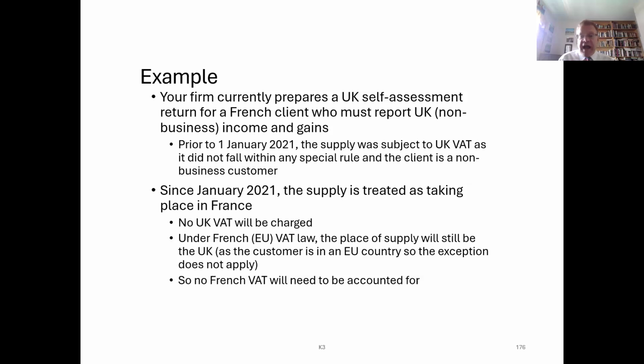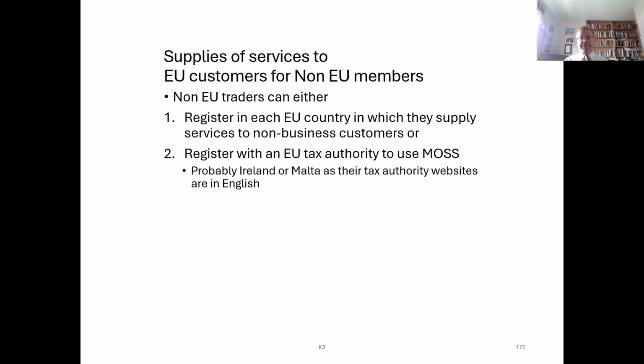Under French EU VAT law, the place of supply will still be the UK as the customer is in an EU country, so the exception does not apply, and therefore no French VAT will be accounted for. In terms of supplies of services to EU customers, non-EU traders, that's us in the UK, can either register in each EU country in which they supply services to non-business customers, or register with an EU tax authority to use the MOSS, probably Ireland or Malta, as their tax authorities' websites are in English.